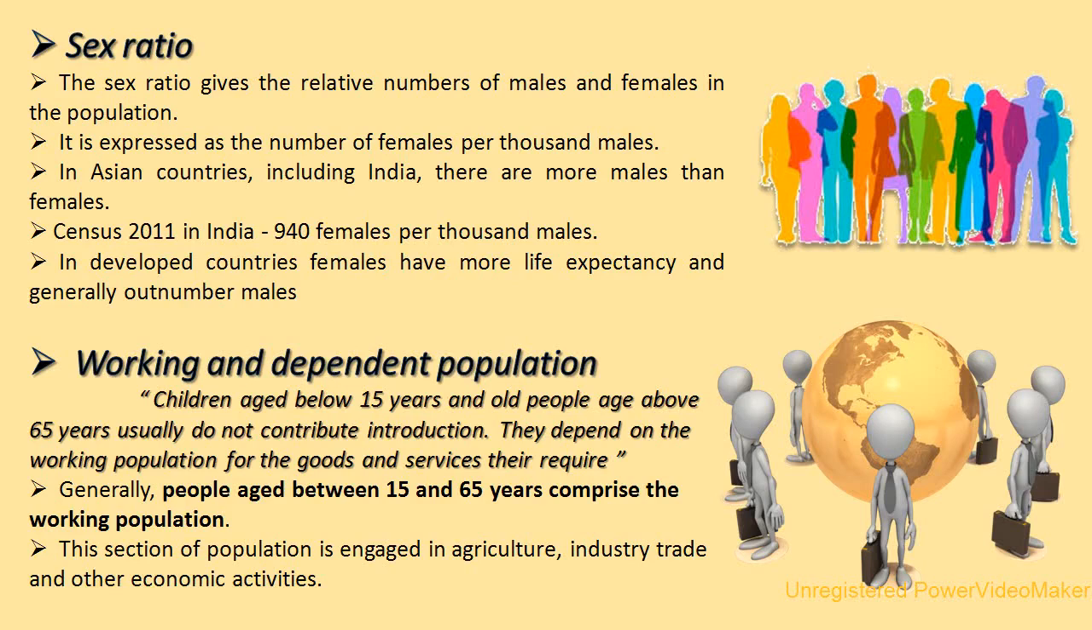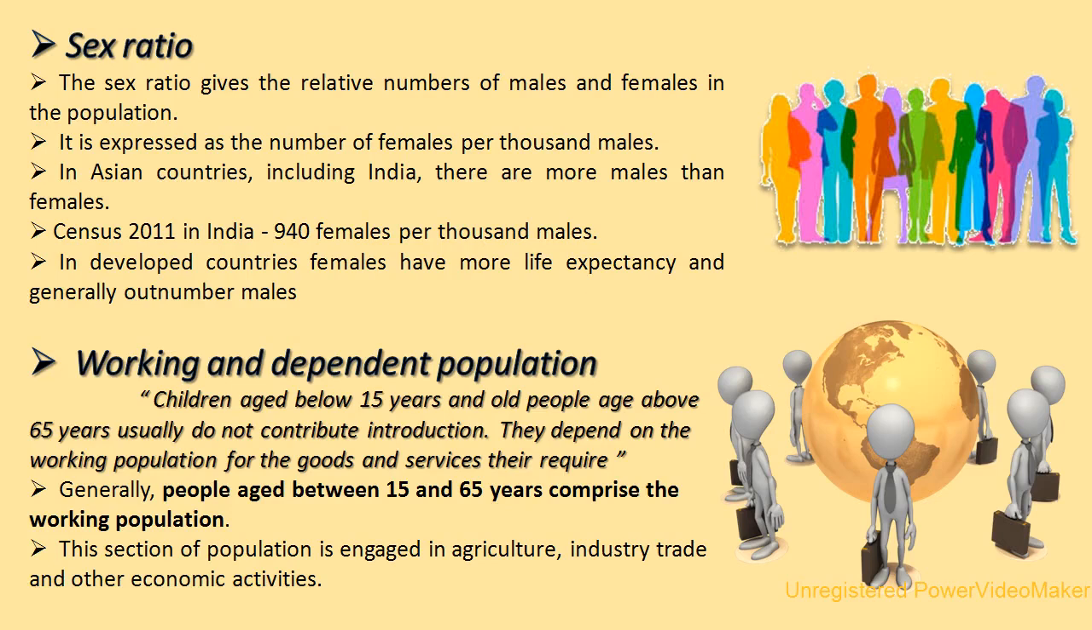So we are going to divide this population in another way, that is sex ratio. That means we are dividing the population into two major categories, male and female. Sex ratio gives the relative number of males and females in a population. It is expressed as the number of females per thousand males. Once again, I am rewinding how we show this figure: number of females per thousand males.